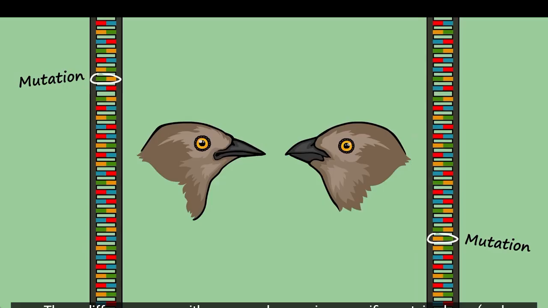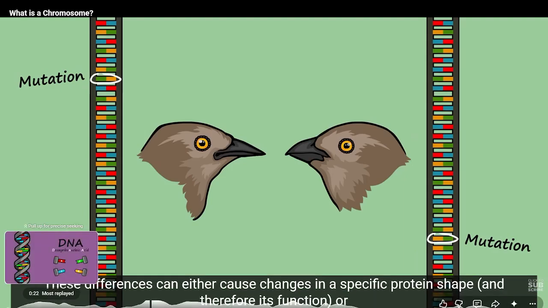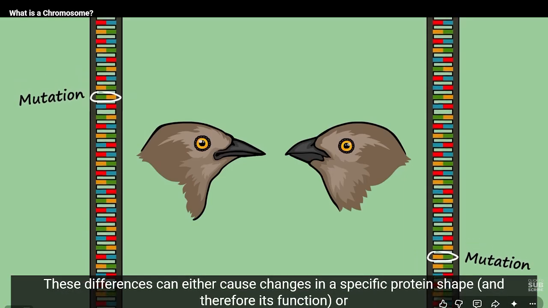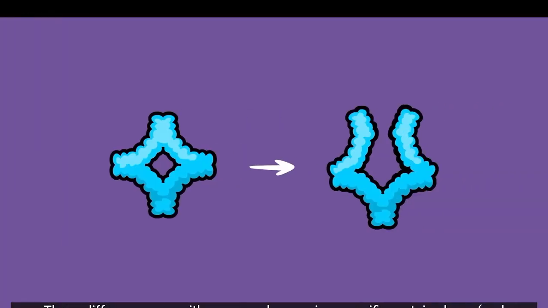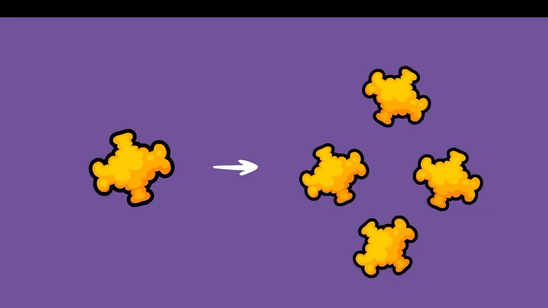So if you have a mutation that leads to a bigger beak, then that bird is going to be able to survive better. It's going to be able to produce more offspring. And so that mutation will be carried on into the next generation and the next generation and so on, okay? These differences can either cause changes in a specific protein's shape, and therefore its function, or mutations can change when or how much of a particular protein will be produced.